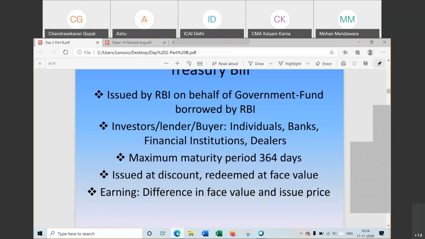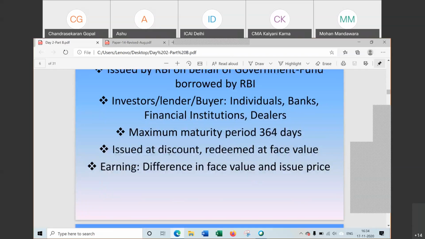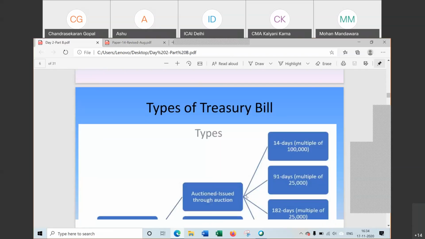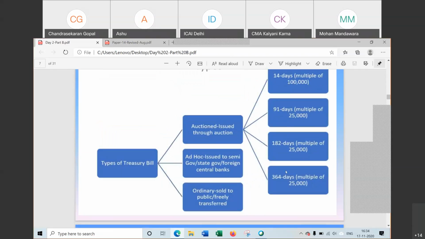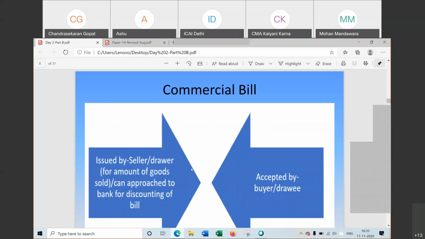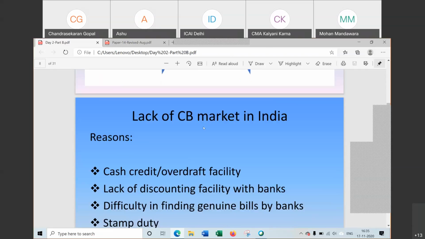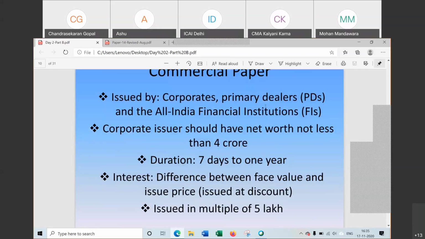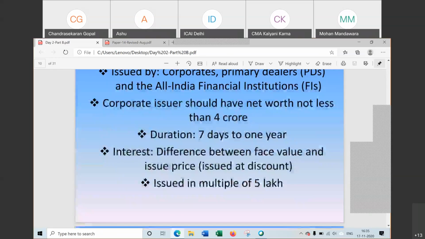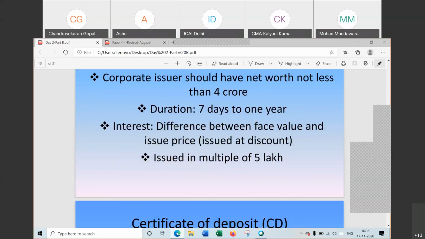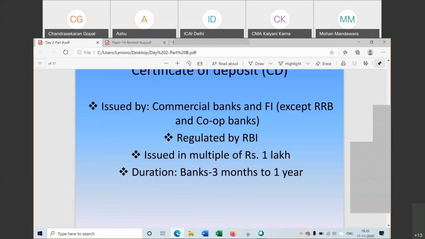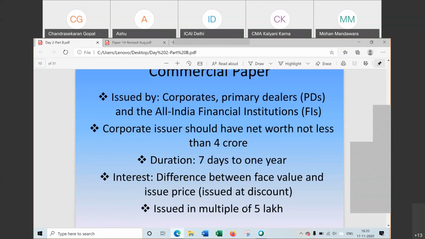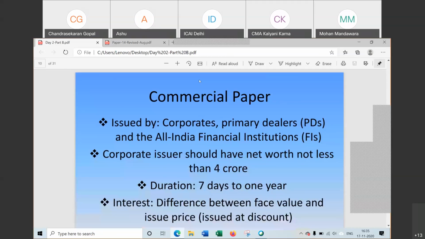Treasury bill is issued by RBI for a maximum of 364 days, and the difference between face value and issue price is the earning. Types: auction, ad hoc, ordinary. Auction has 4 types: 14, 91, 182, 364. Commercial bill is like a bill of exchange. Commercial paper is issued by corporates and financial institutions, with a maturity period of 7 days to 1 year, and its income is also the difference between face value and issue price. Certificate of deposit is issued in multiples of 1 lakh, and commercial paper in multiples of 5 lakh.